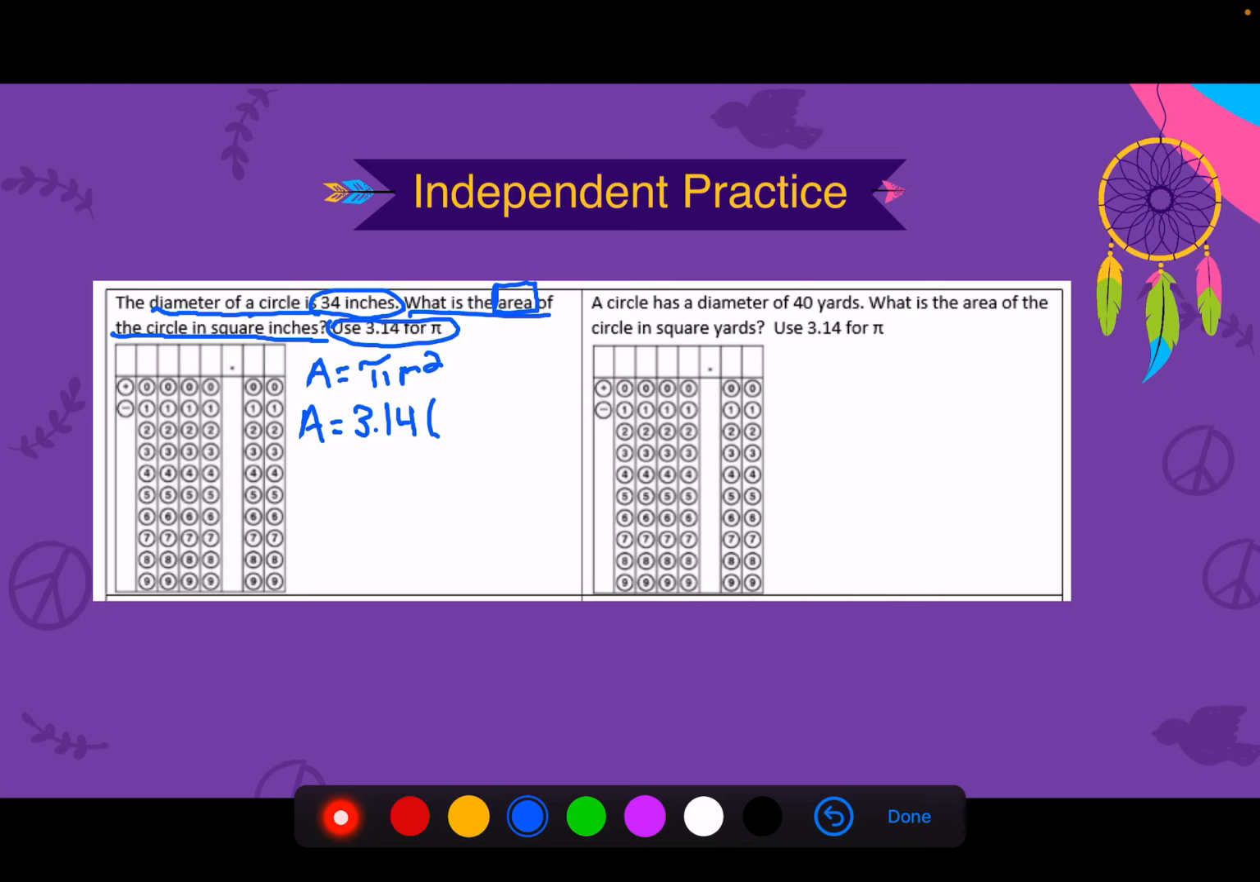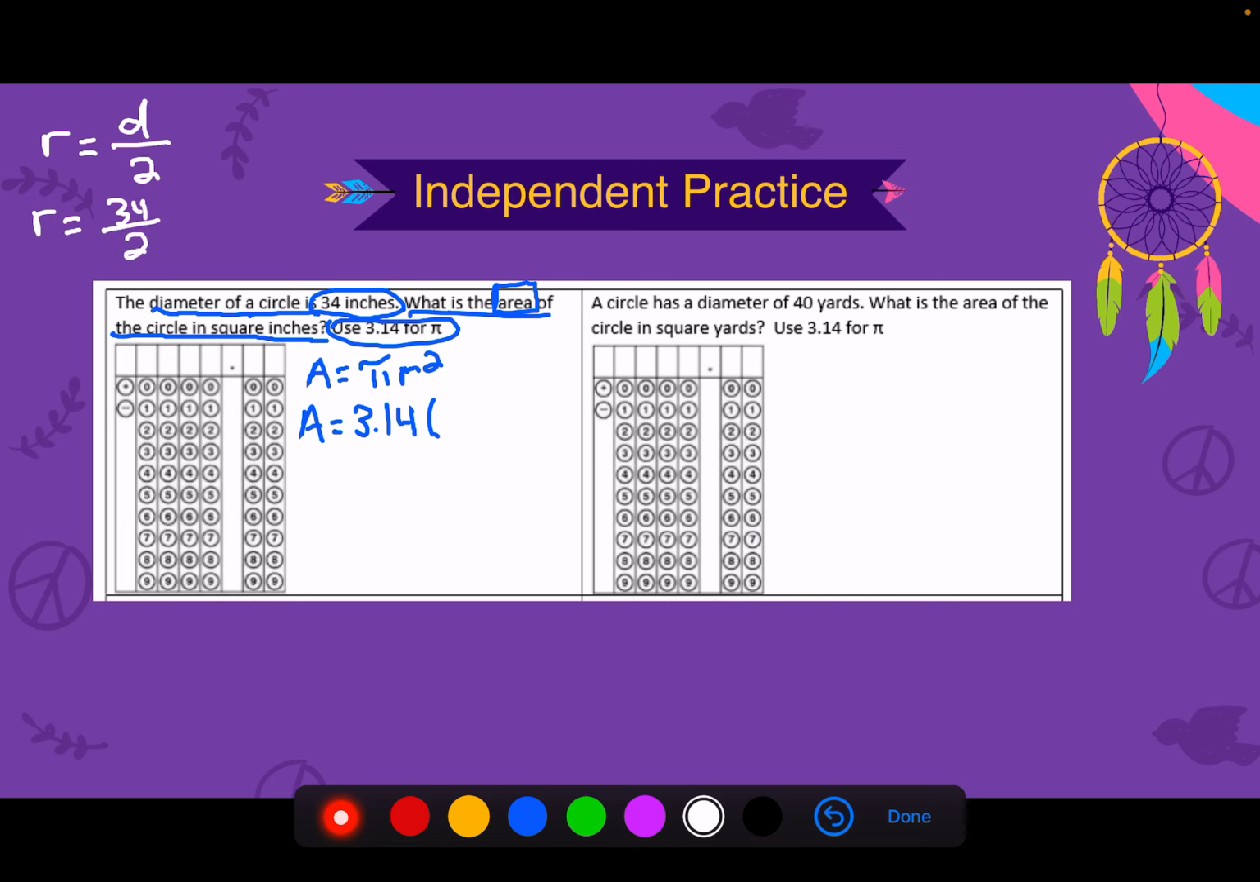Now here's where it gets maybe a little bit tricky, but it's not too hard. It tells us that diameter is 34 inches, but our formula asks for radius. So can we determine our radius from the diameter? Yes, remember we talked about that in our guided practice. So we know that radius equals diameter divided by 2. So you're going to find your radius, you're going to take your diameter of 34 and divide it by 2.